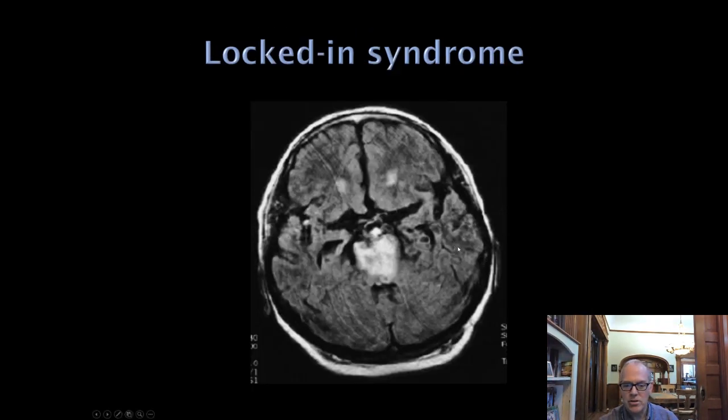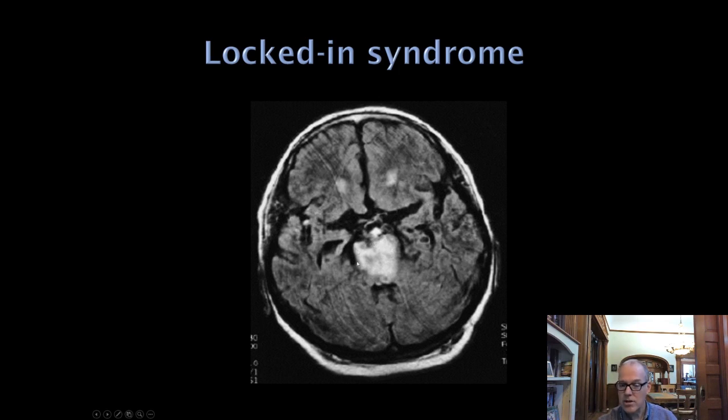One other pontine syndrome is called locked-in syndrome. This is a devastating stroke of the pons. You can see the white area here affects the whole ventral portion of the pons. Now this area back here is relatively preserved, and this is where most of your reticular activating system is. And so these patients have all of the descending upper motor neuron pathways knocked out, and so they're paralyzed.